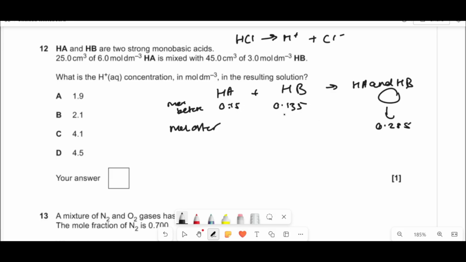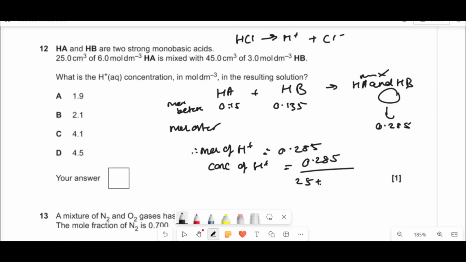Obviously, we've got 0 of this and 0 of this on their own. They're not technically reacting. It's just a mixture, is what I'm working out. So in this mixture, we have this many moles of each monobasic acid. Therefore, the moles of H+ is going to be 0.285. Then the concentration of H+ is just going to be 0.285 divided by the new volume, which is 25 plus 45 over 1,000. If we do that, we get 4.071, and the closest answer to this is going to be C.